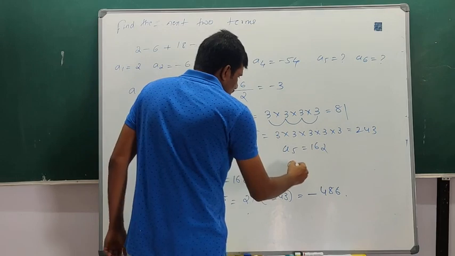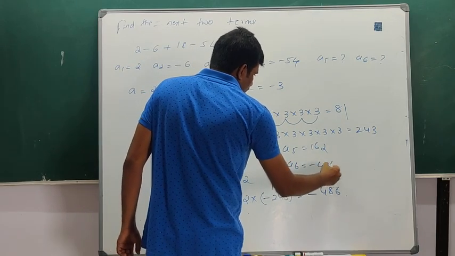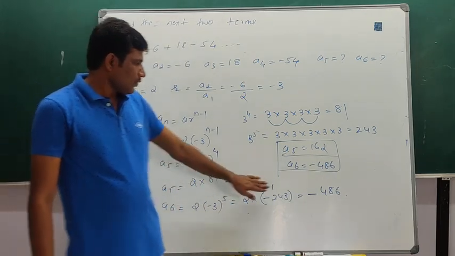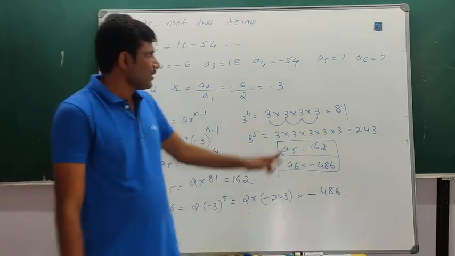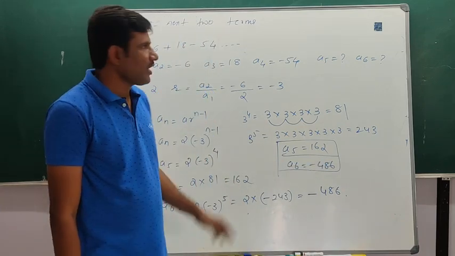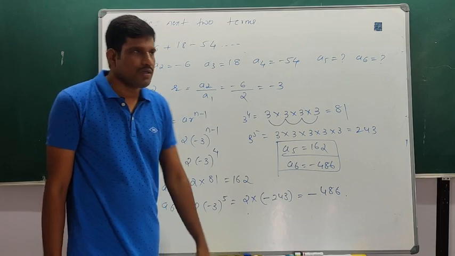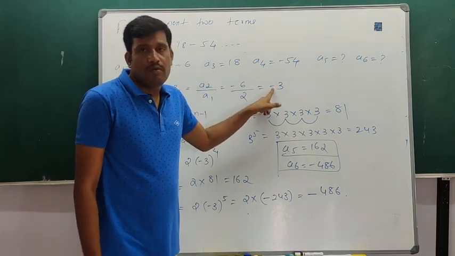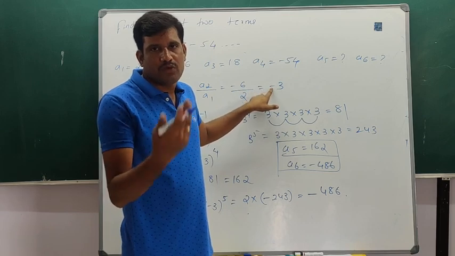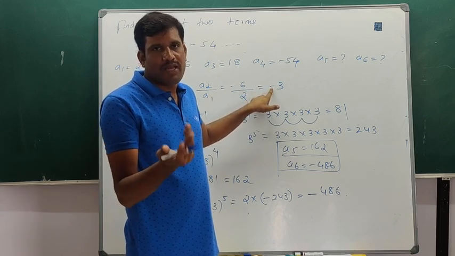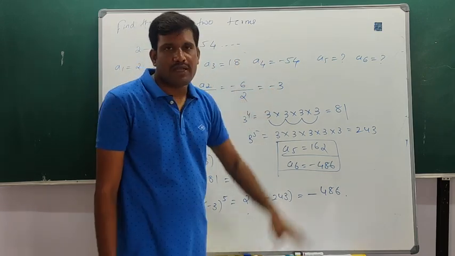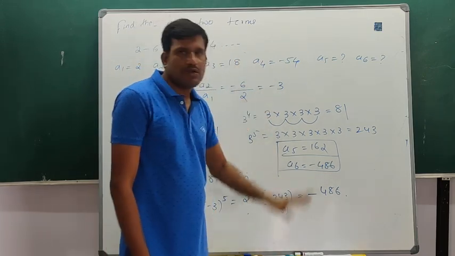Right. So therefore the sixth term is minus 486. Therefore the next two terms of the given sequence are plus 162 and minus 486. We are getting alternate plus and minus signs because the common ratio is minus 3. When we multiply this minus to plus, that is minus into plus, it becomes minus. When we multiply minus to minus, we get plus. That is the reason we get plus and minus signs, because of the minus sign in the common ratio.